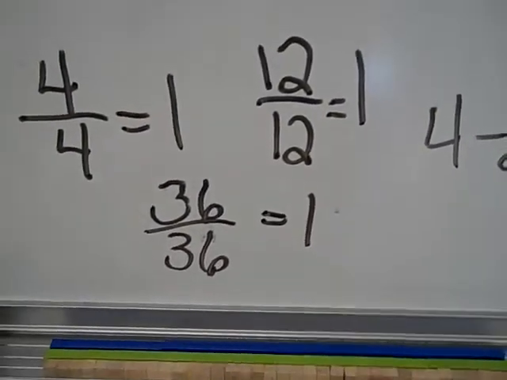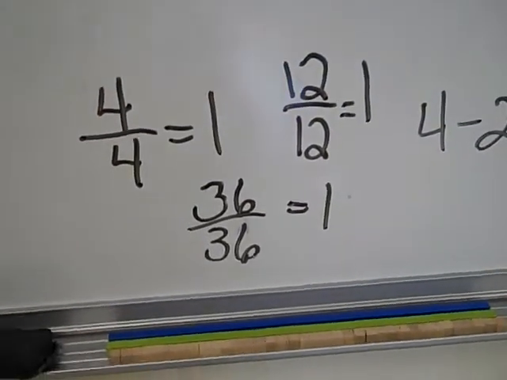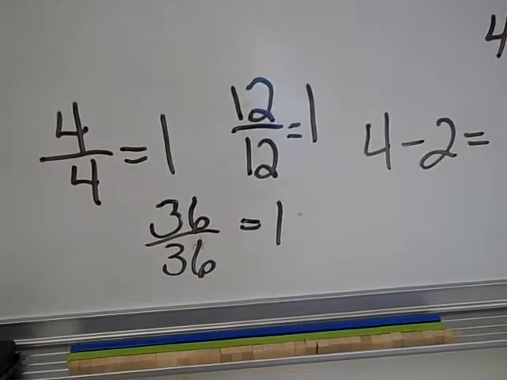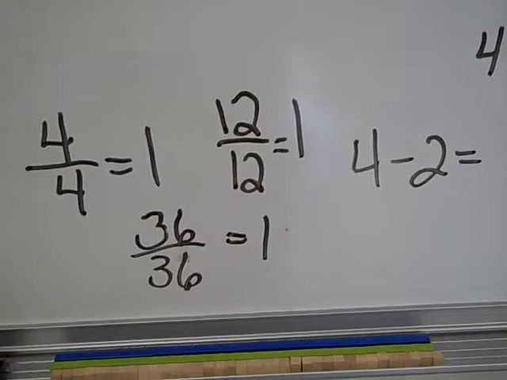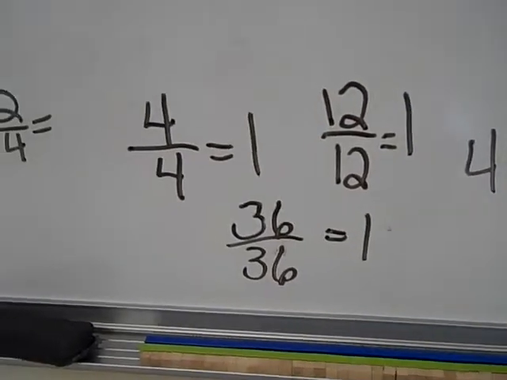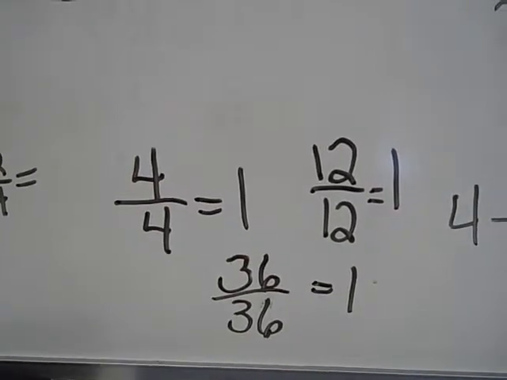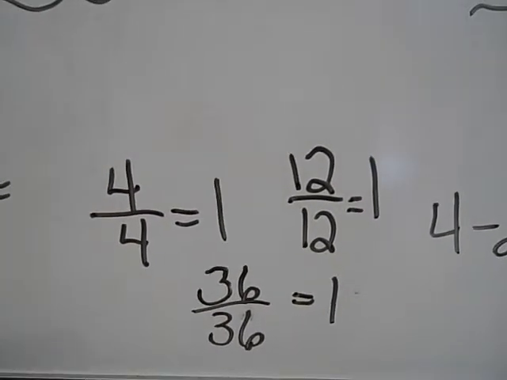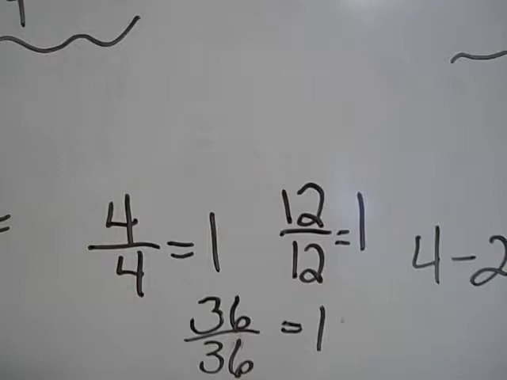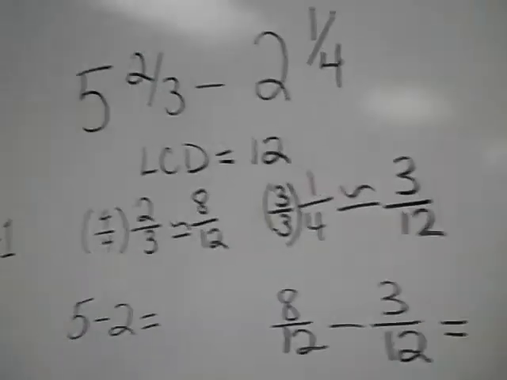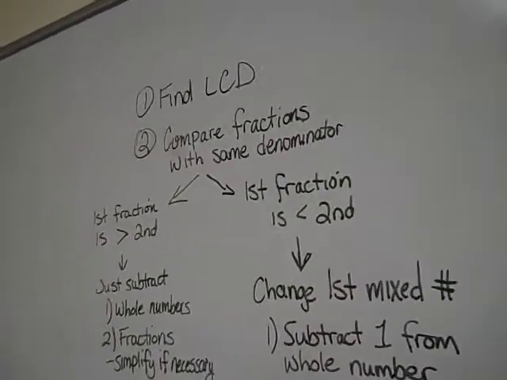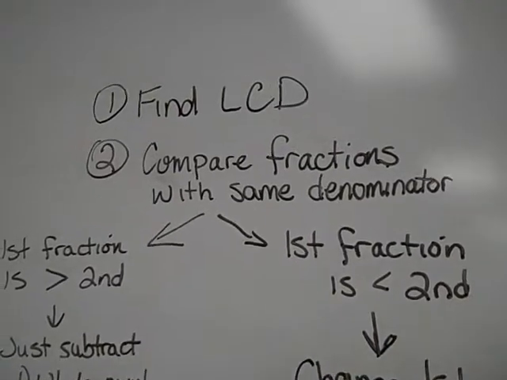The point of this is to show you that I can take any number I want and divide it by itself, and I'll still equal that 1 whole. And so we're going to need that information both when we're multiplying to get a least common denominator and when we're borrowing to make a fraction larger. So let's take a look at the steps for subtracting mixed numbers.